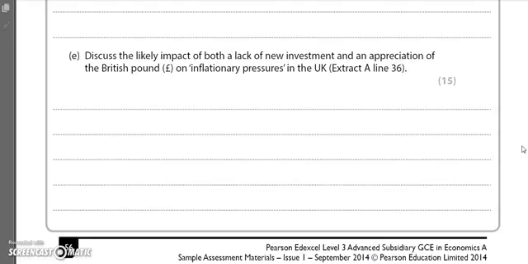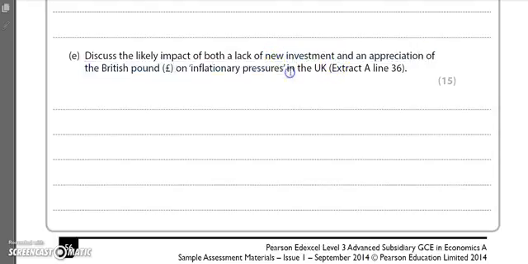Discuss the likely impact of both a lack of new investment and an appreciation of the pound on inflationary pressures in the UK. Now, inflationary pressures means the pressure of inflation. So it means discuss the impact of both of these things on what will happen to the level of inflation. If we say there are a lot of inflationary pressures, it means we're saying there's a lot of inflation. So will these two factors cause inflation to go up or down? That's what's asking us. Let's start with the investment one.